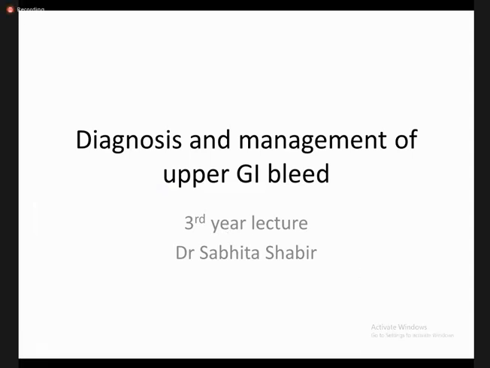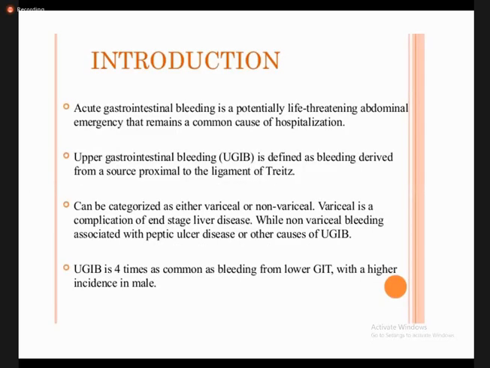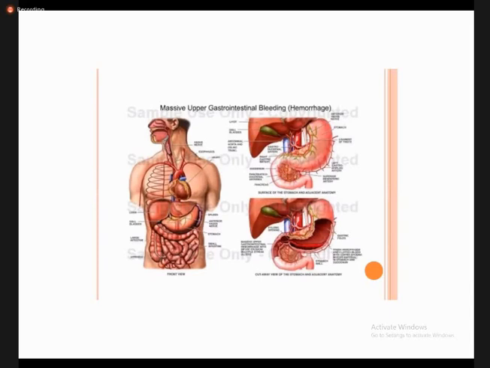Diagnosis and management of upper GI bleed. Basically, in the gastrointestinal tract, if you remember the anatomy, it starts from the oral cavity, then the esophagus, leading to the stomach, duodenum, then the small intestine, jejunum, then the large intestine, the colon, rectum, and terminating into the anal canal.